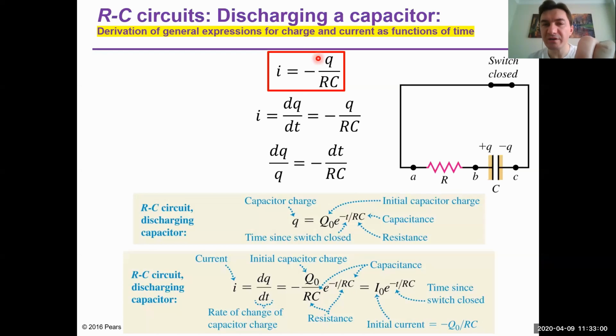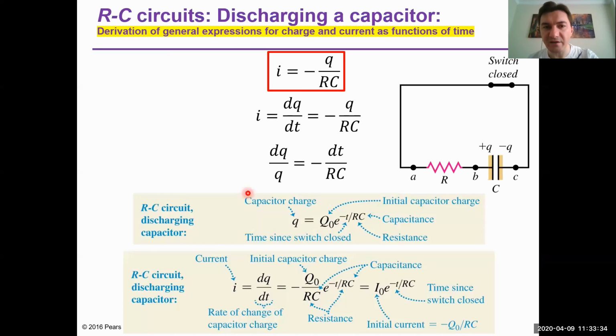What is the meaning of the negative sign? The negative sign indicates that the direction of the current is opposite to the initial current during the charging. So now we know that the current is given by dq over dt, and put this one here, then dq over dt is equal to minus q over RC here. So if you take this Q here, take this dt here, then we will get that expression.